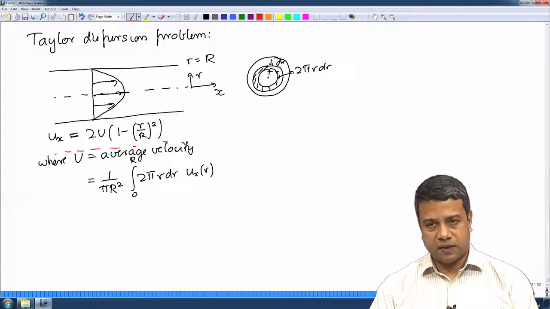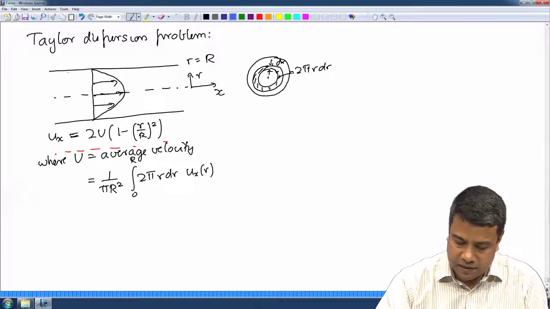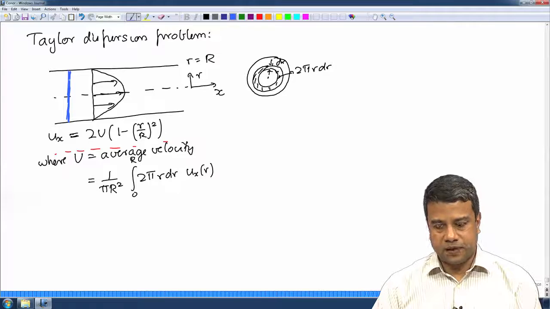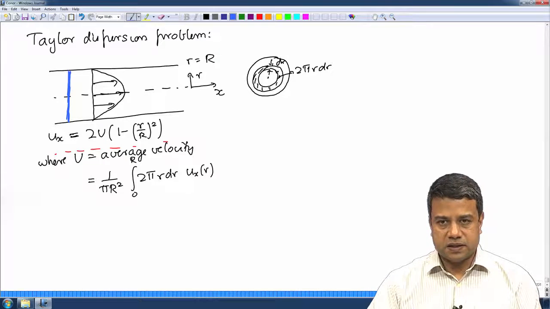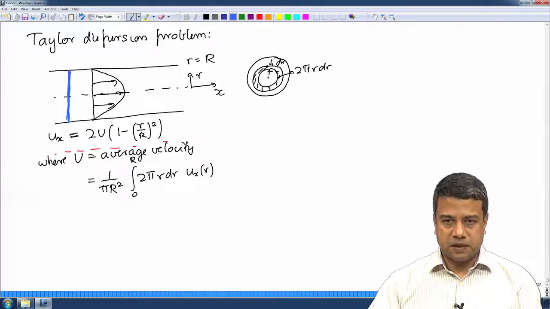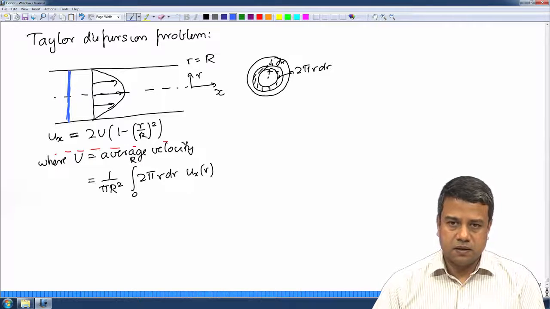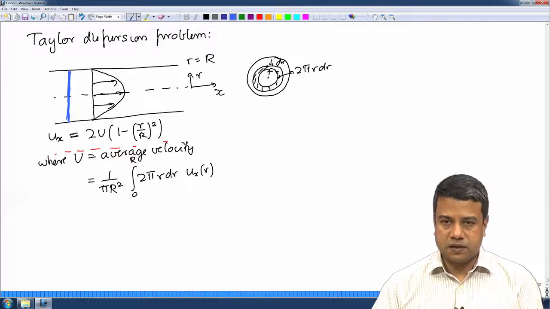Now, the question that we are going to ask in this particular case is that if I had some material that was introduced into the pipe at a particular location, as the flow convects it downstream, what is the rate at which there is dispersion in the axial direction, along the flow direction? What is the dispersion along the flow direction?